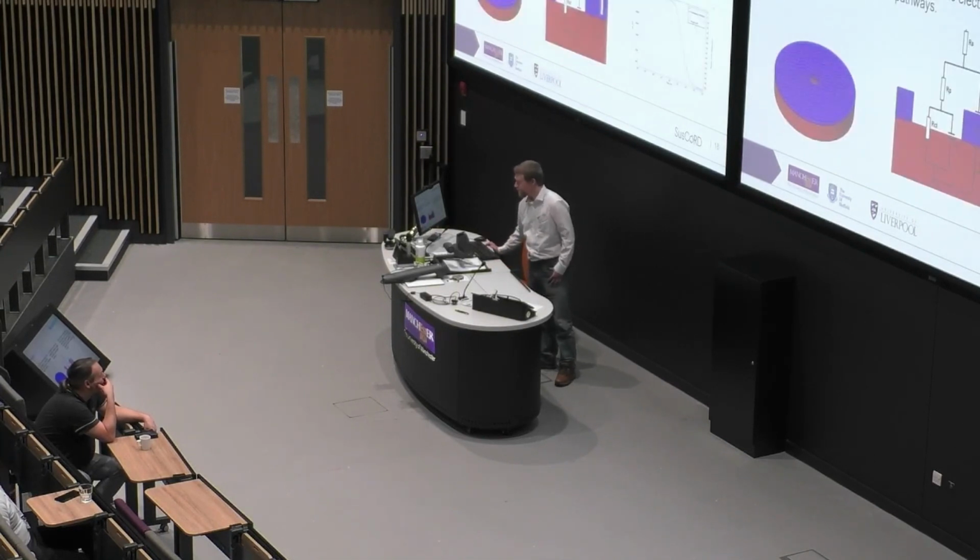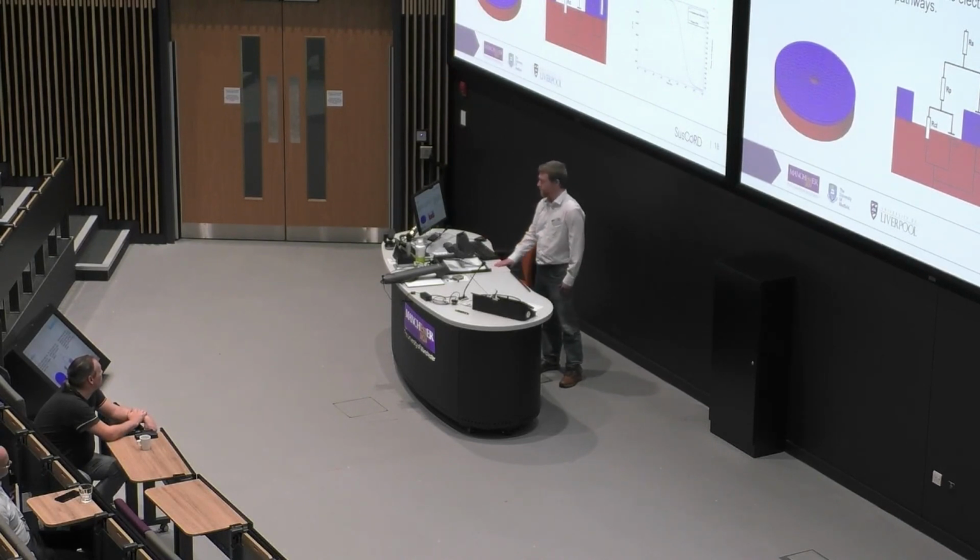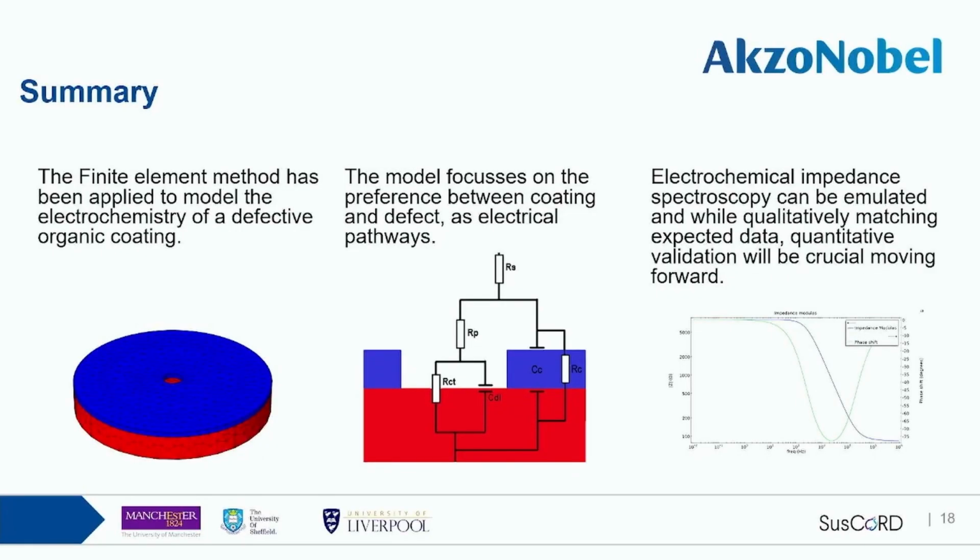Now, to summarize, the finite element method has been applied to model the electrochemistry of a defect in an organic coating. One of the key focuses of the model is the preference between the coating and the defect pathway, and how this preference evolves as the system evolves. And finally, the model has shown that electrochemical impedance spectroscopy can be emulated quite effectively, qualitatively lining up with about what we would expect.